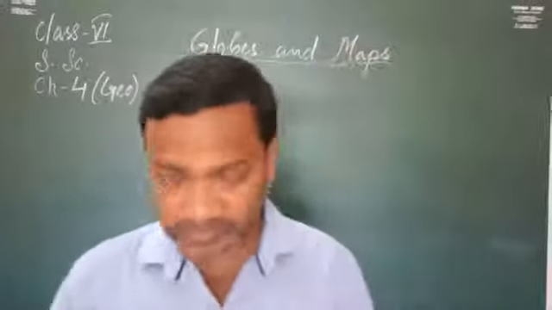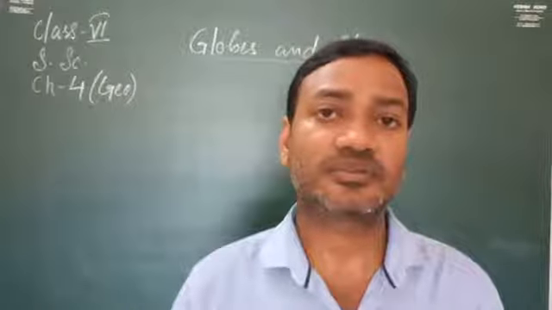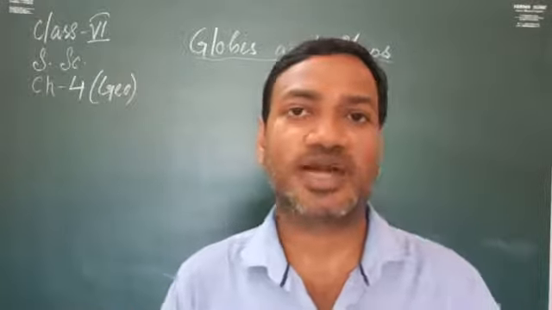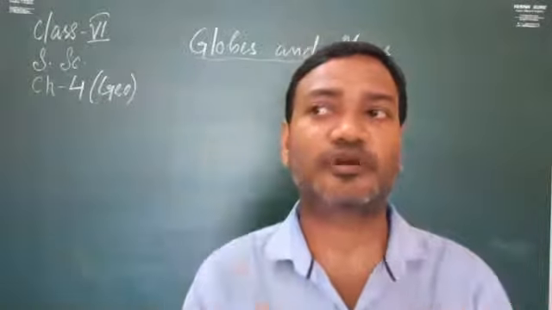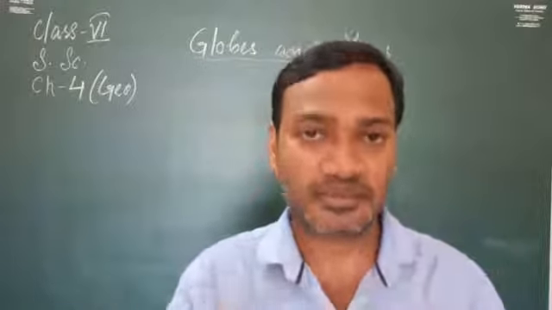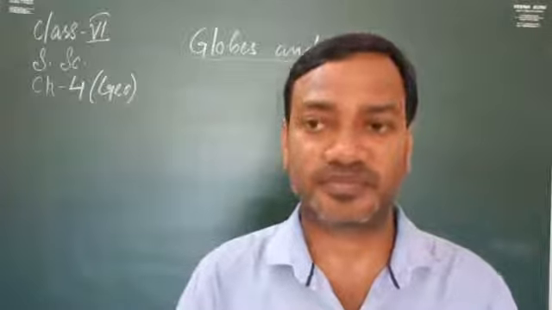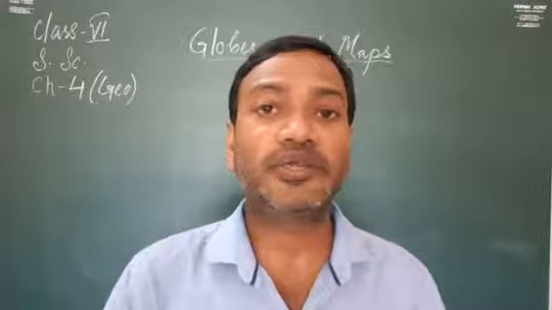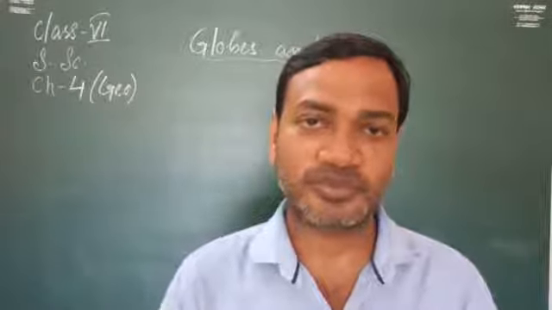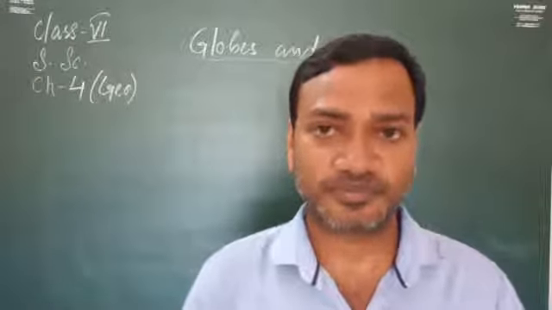Therefore, if we make an exact small model of the earth, then we can see the complete earth as a whole. So a small human-made model of the earth is called a globe.